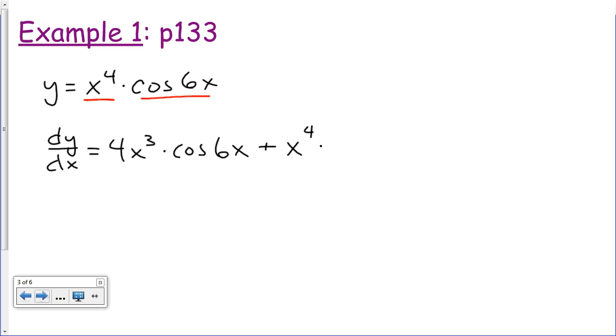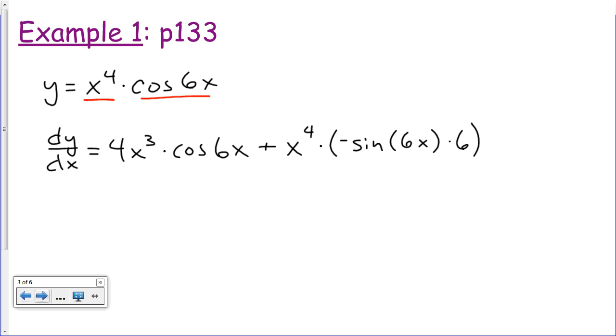So chain rule says you take the derivative of the outside function, which is a negative sine, and then chain rule says you substitute in the inside function there, the 6x, and finally you multiply that by the derivative of the inside function. That would be the 6.